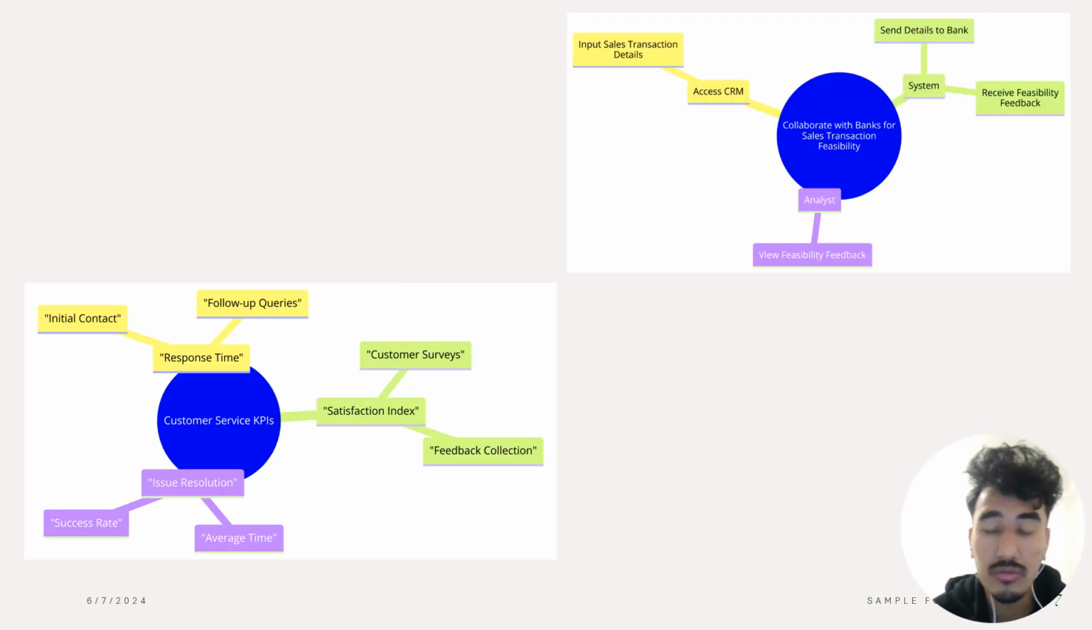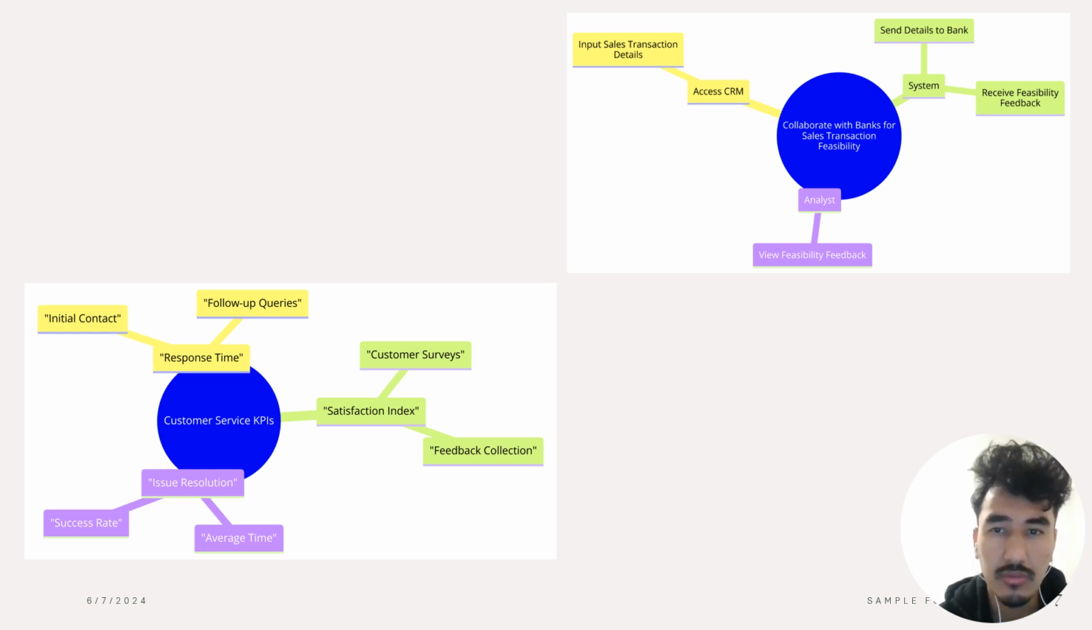I also created two different mind maps during the process. The first one is on how customer service key performance indicators can be tracked by analysts. So starting with the customer service KPIs in the main figure, the other three categories were divided into response time, satisfaction index, and issue resolution.